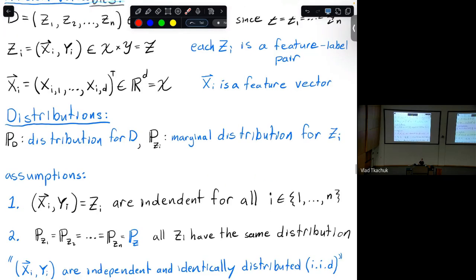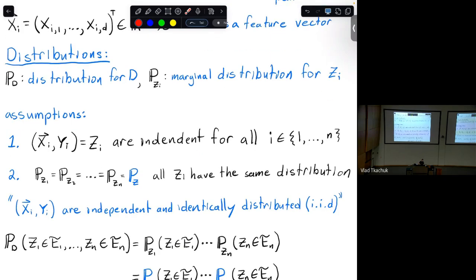So that's described in this way of the assumptions, which is that each one of these feature label pairs are independent for each one of these i's. So if you were to write this P_D, it's going to be this product. We'll see that in a moment. And every single one of these distributions, for every single feature label pair, follows the exact same distribution. So they're all equal. This is read as, these feature label pairs are independent and identically distributed. People write IID.